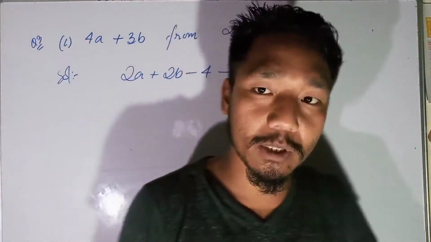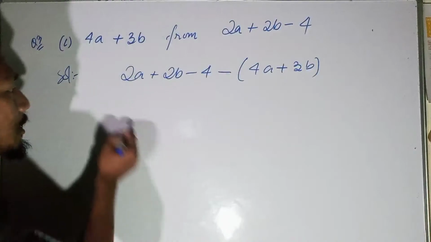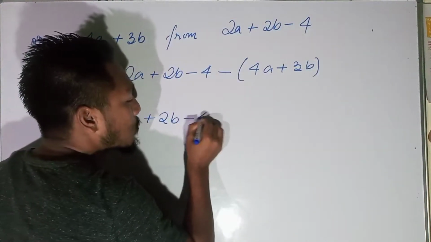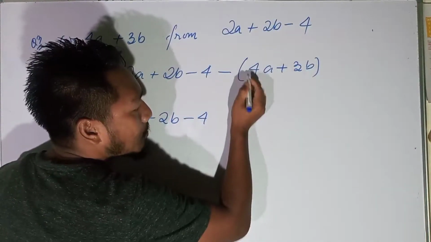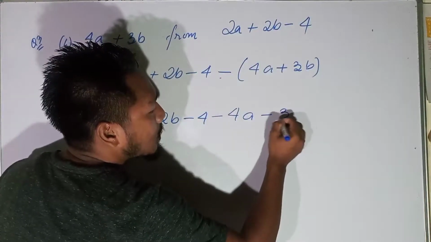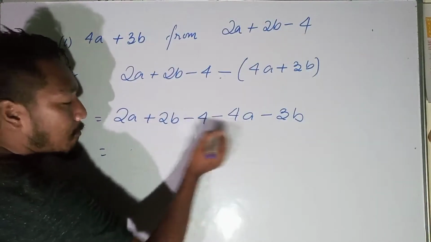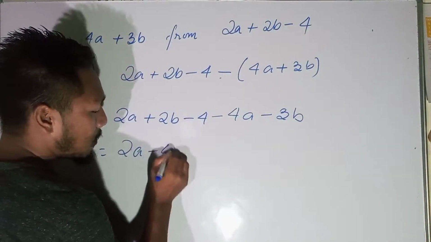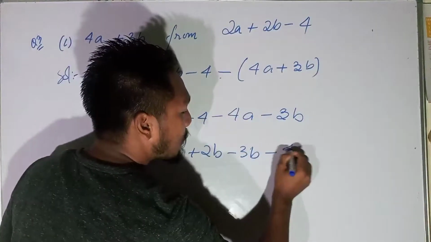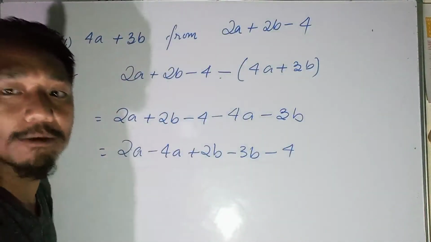As I told you in the previous video, whenever we have a subtraction, the sign will get changed. So 2a plus 2b minus 4, and when I open the bracket, minus and plus becomes minus 4a, and minus and plus becomes minus 3b. Clear about this? Now 2a and 4a we can write together: 2a minus 4a plus 2b minus 3b, and we write the 4 separately because we don't have any other like terms. It is just a constant number.